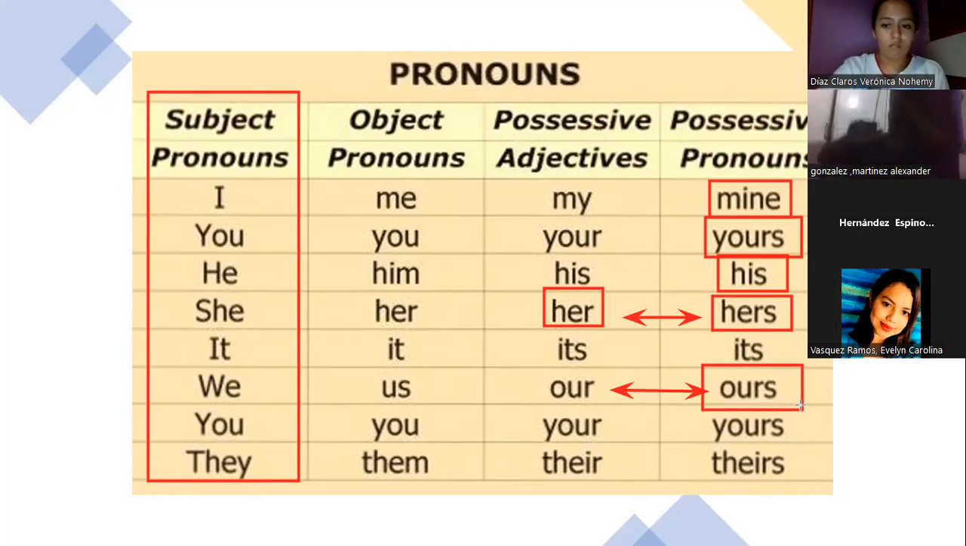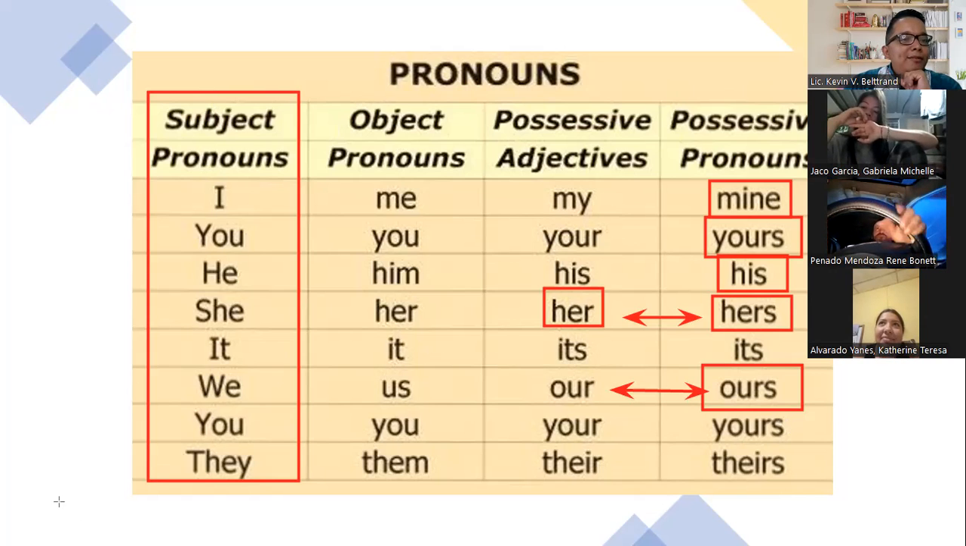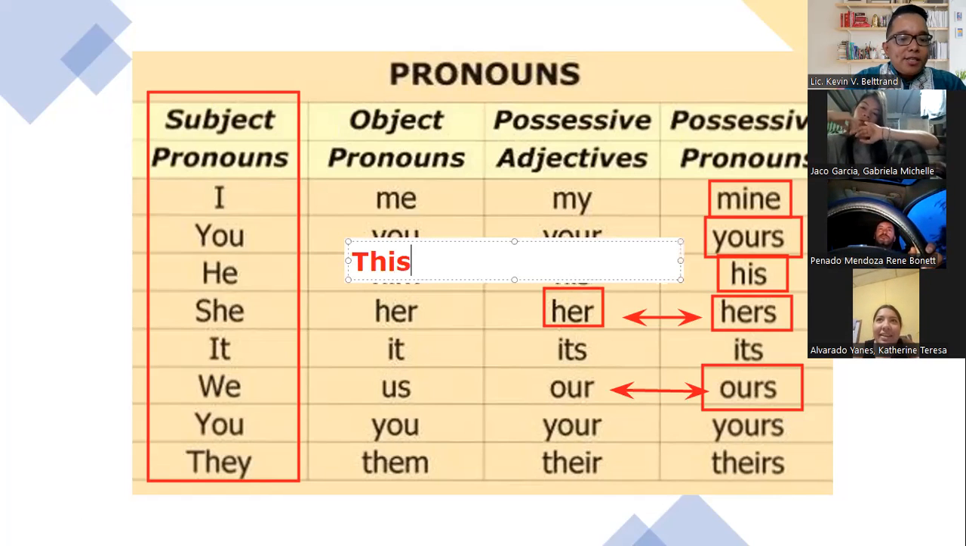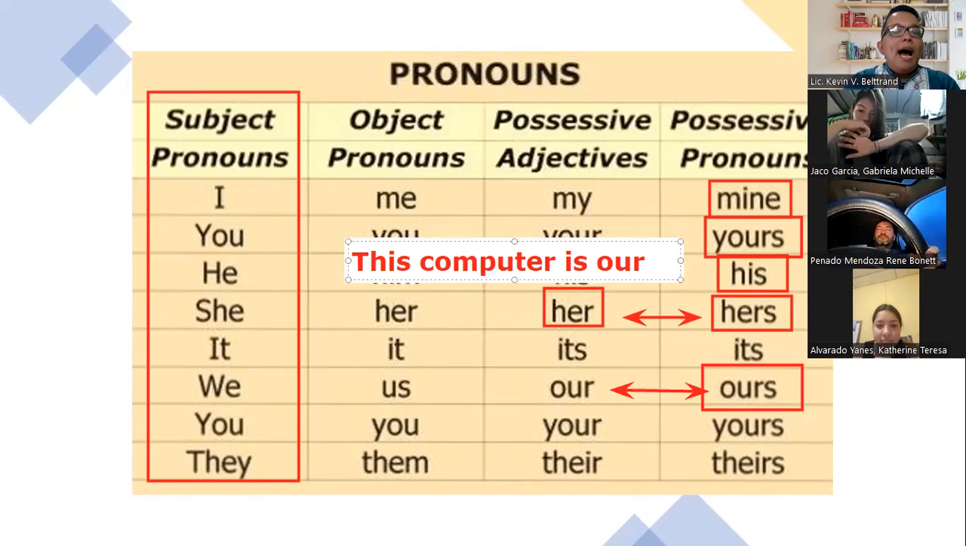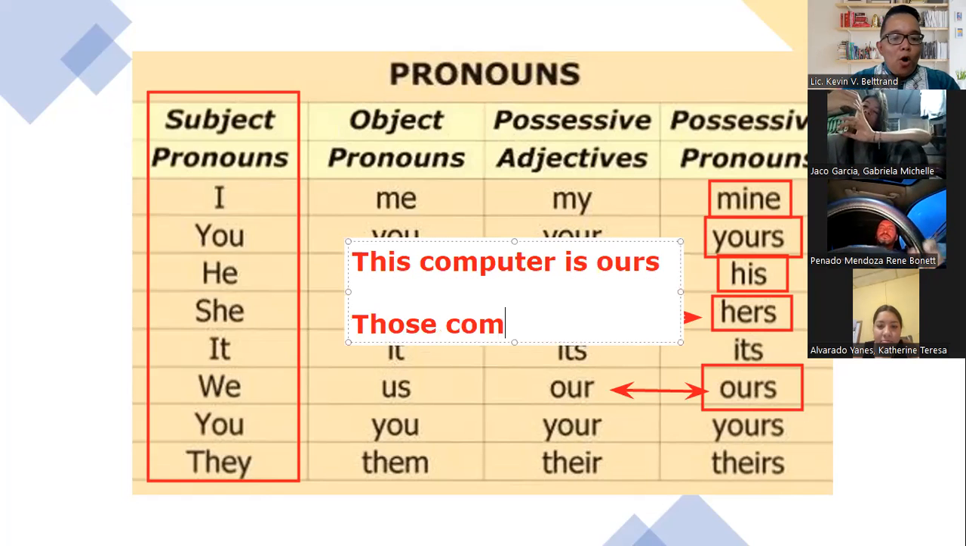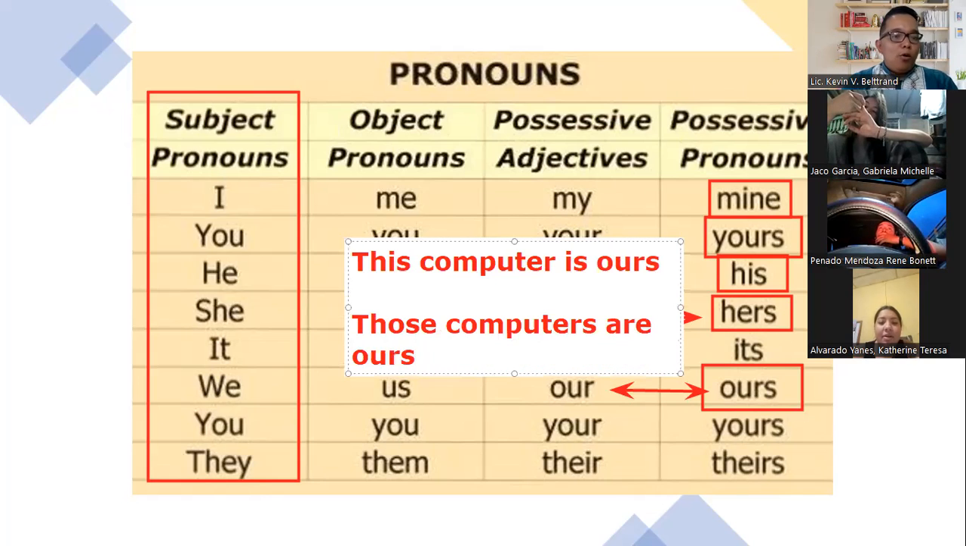That computer are ours. That computer or those computers? Those computers. Okay. ¿Puedo usar singular? Can I say this computer? Are you sure? ¿Y si solo tengo una computadora para mis cuatro miembros de la familia? Can I say singular? Yes. For example, this computer, singular, is ours. Okay, this computer is ours. All right? También puede ser plural. That would be no problem. Those computers are ours. All right? Excellent. Very good, guys.